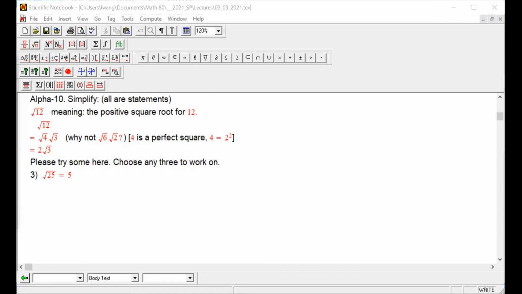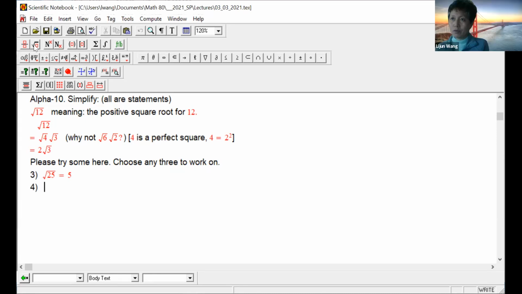For number 4, is the answer 2 square root of 5? Perfect. That's right. Square root of 20, right? I assume you probably have done this. 20 equals 10 times 2 equals 4 times 5. You don't use 10 times 2 because none of them is a perfect square. You use 4 times 5, right? And then 4 is a perfect square, so you can take it out. You get 2 times square root of 5. Very good job.